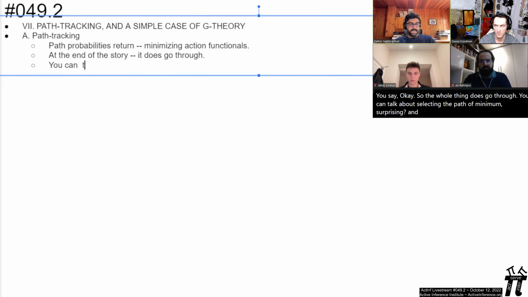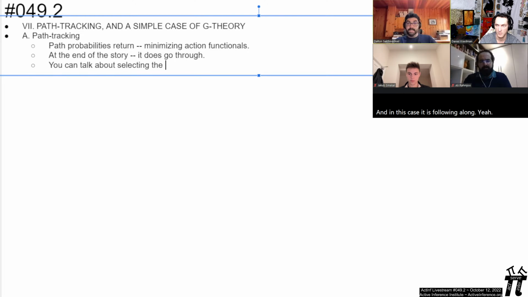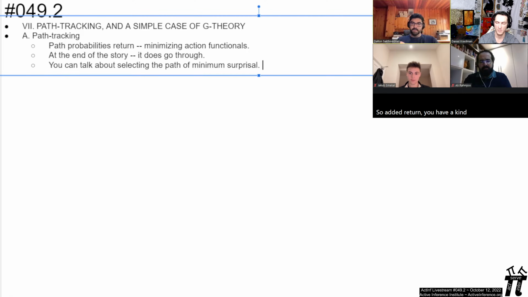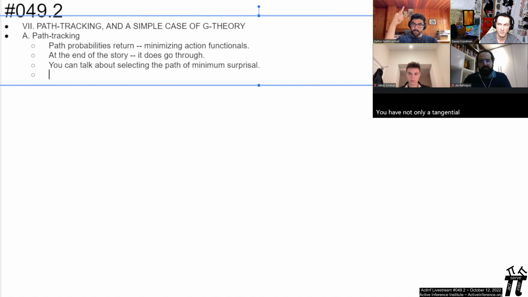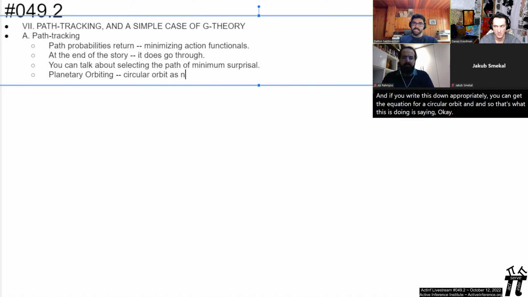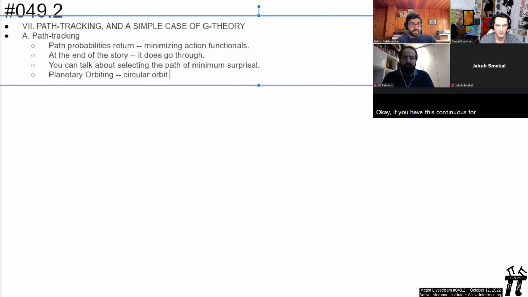And in this case, it is following along in a satellite orbit based on the continuous forces that are being applied to you. So at every turn, you have a kind of circular force. You have not only a tangential force outwards, but also a centripetal force inwards. And if you write this down appropriately, you can get the equation for a circular orbit. And so that's what this is doing, is saying, okay, if you have this continuous force acting on you, then can you match a path of least surprisal? And you can.